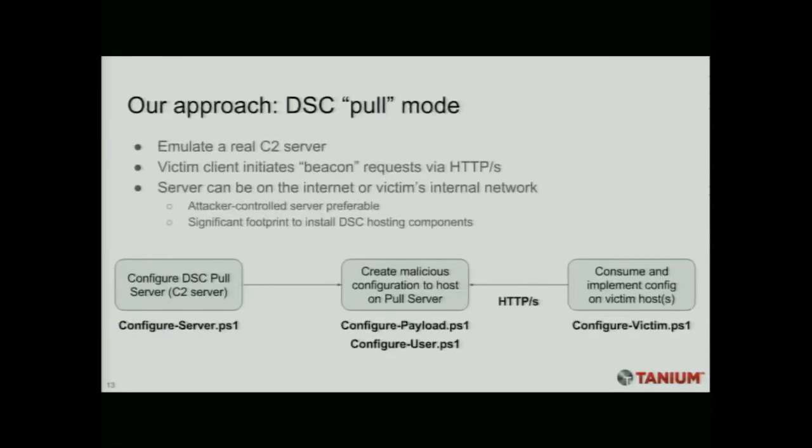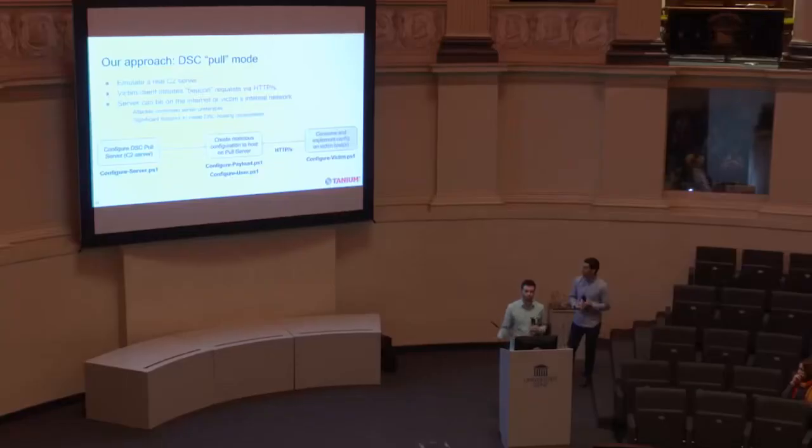So how this process works is the first part is you actually configure your pull server, and we have a script for that, which we'll walk through an example of. You create your malicious payload, and we have 2 different types that we're supporting at this point. And then finally, you configure your victims to then go out and pull these configurations down. You can create as many configs as you want, but the clients can only pull down and enforce a single config at a time.